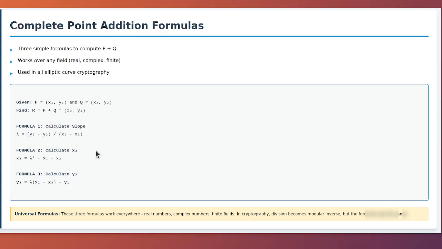Notice that we use x1 in this formula, not x2. We could also write it as lambda times open parenthesis x2 minus x3 close parenthesis minus y2, which gives the same result. These 3 formulas are universal. They work for elliptic curves over real numbers, over complex numbers, over finite fields, anywhere the algebra makes sense. In cryptography, we use these exact formulas over finite fields, just replacing regular division with modular inverse. The beauty of algebra is that once we have derived these formulas, we can apply them in any setting. That is the power of abstraction in mathematics.